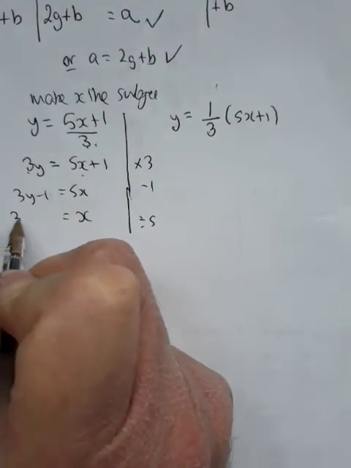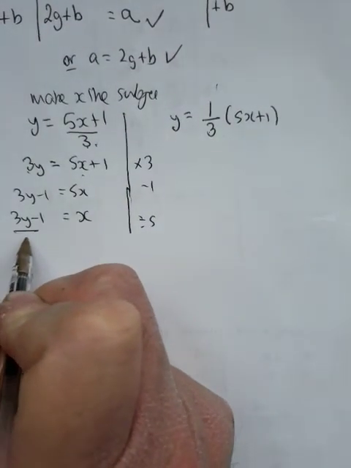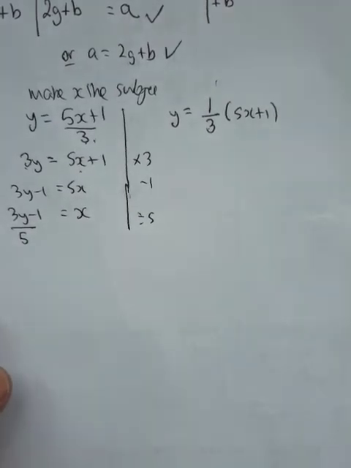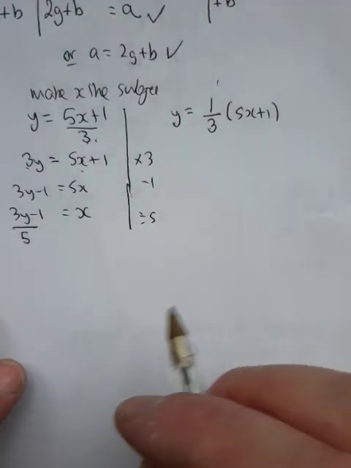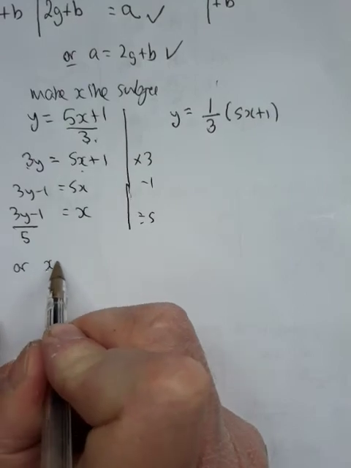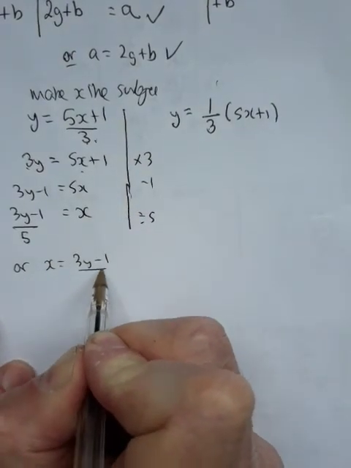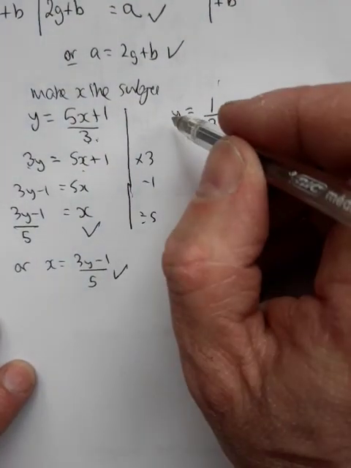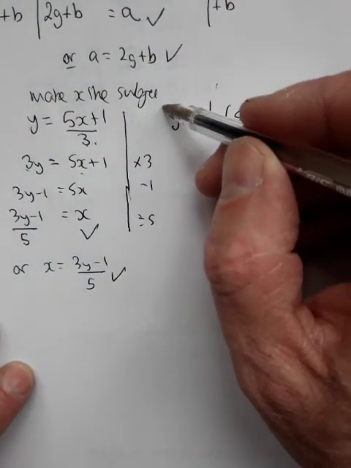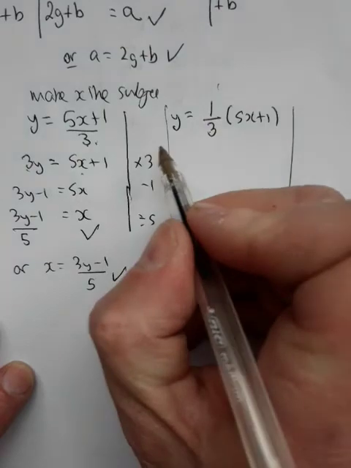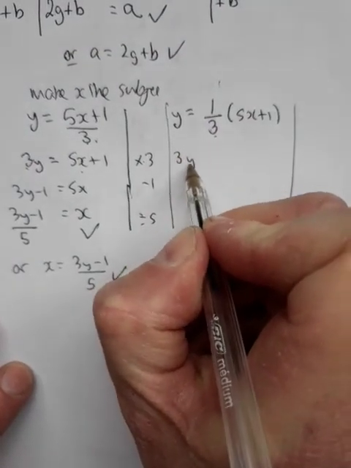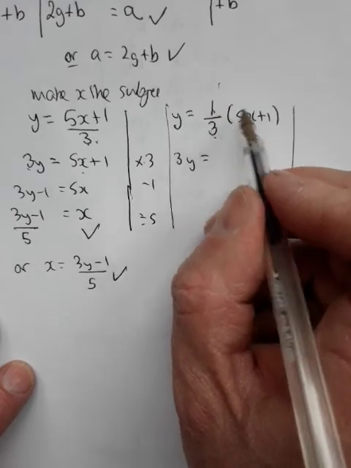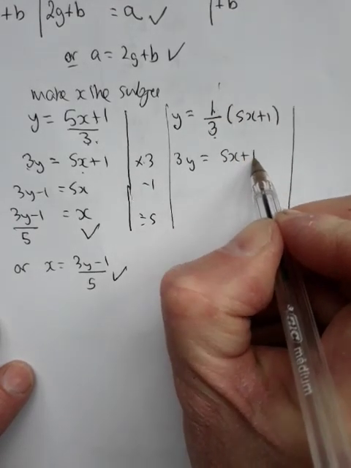This side already had 3y minus 1, and I'm dividing by 5. Okay, so that's what we get. Or x equals 3y minus 1 over 5. Again, either of these are correct. Does it work this way as well with this one? Well, look, same steps. Times by 3, we get 3y equals, times by 3, I end up with a 1 there, one lot of this bracket, which is 5x plus 1.